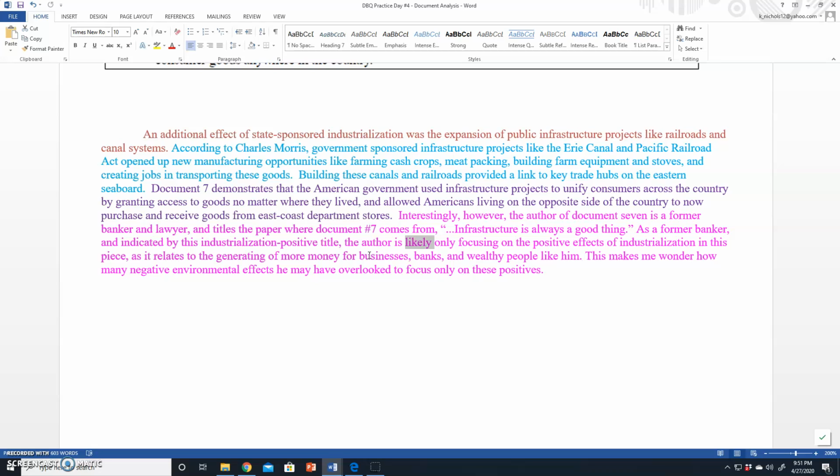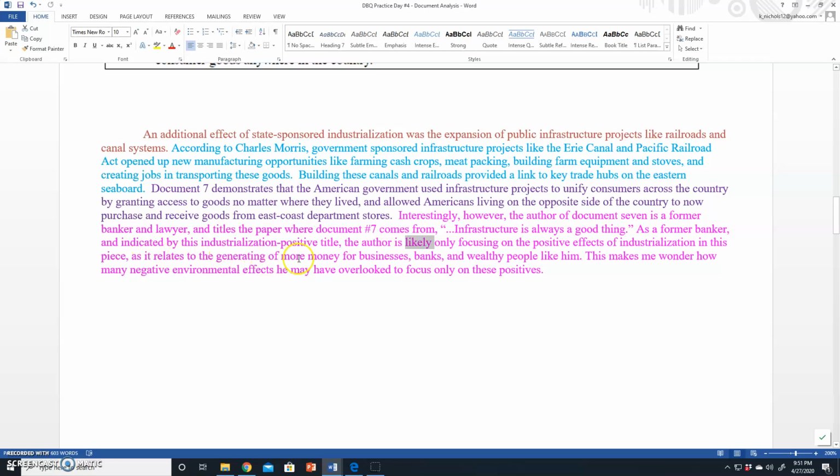I'm just saying the author has the probability of only focusing on the positive effects. The author is possibly only focusing on the positive effects. I don't know 100%, but I'm saying it's kind of odd. It's kind of a coincidence that all these things match up. This needs to be looked into more, right? The author is likely only focusing on the positive effects. Why?